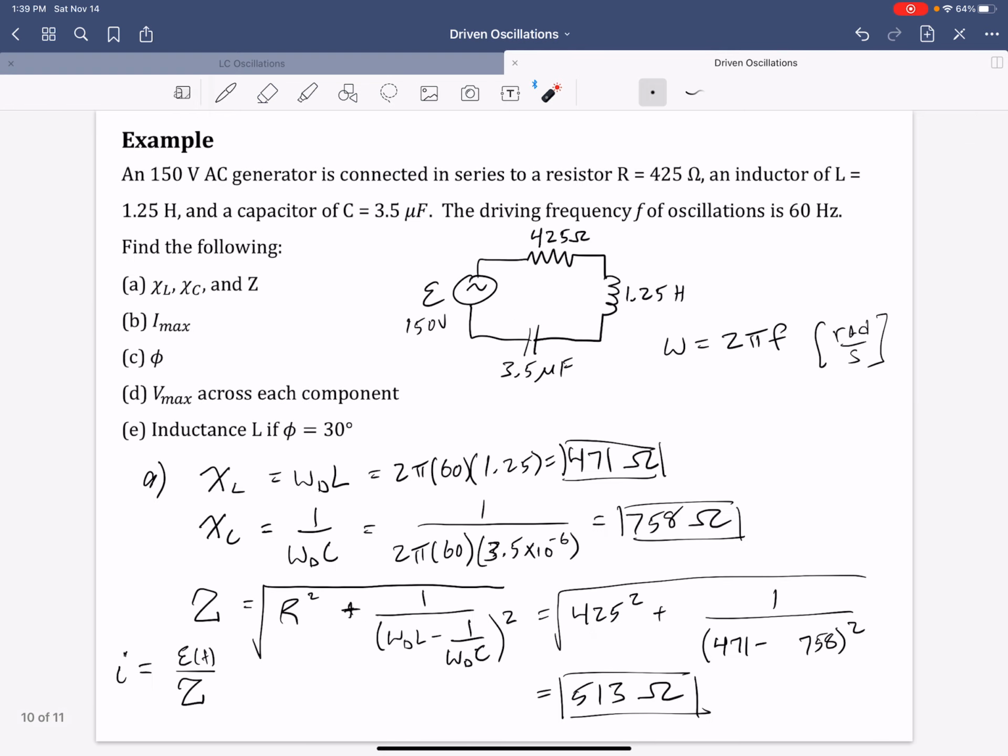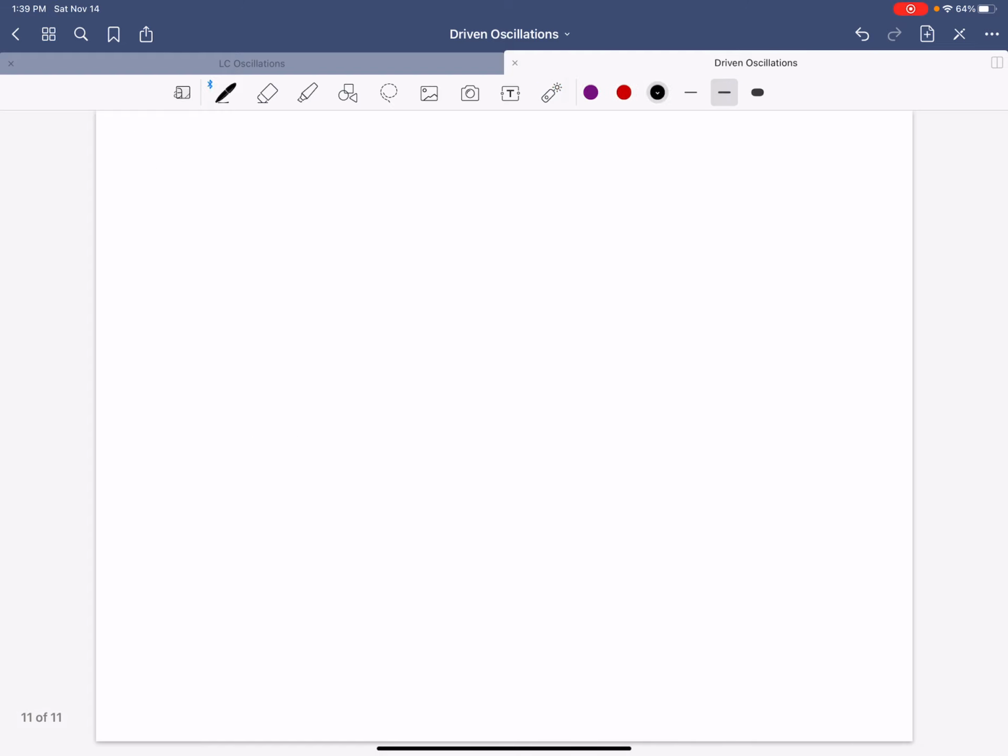All right, well, part B. Part B was the maximum current. Well, what I just wrote down, the current as a function of time is equal to the EMF as a function of time over the impedance. Well, remember the form of the EMF. It varies sinusoidally, so the maximum amount is, well, that coefficient.